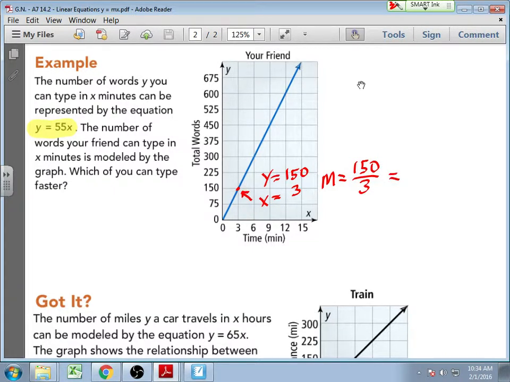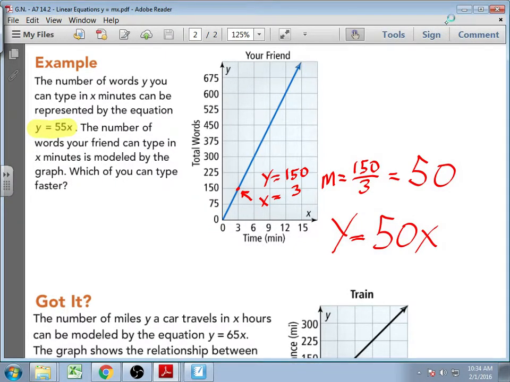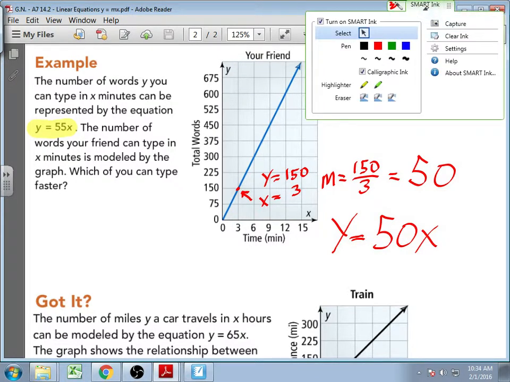What's your rate? 50 words per minute. So your friend's speed is y equals 50x, where y is the words they can type, x is the minutes they've been typing. Who's faster? You are. You type 5 more words every minute than your friend does. That's not what I do. I type about 5 words. I'm really bad.